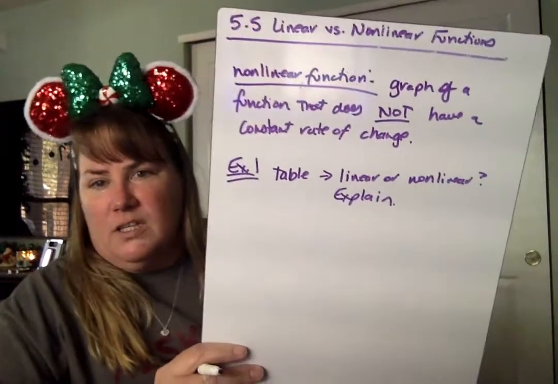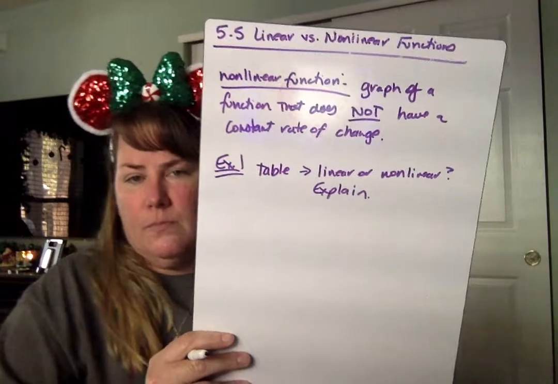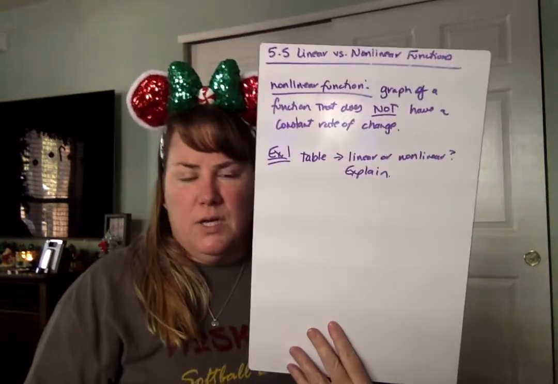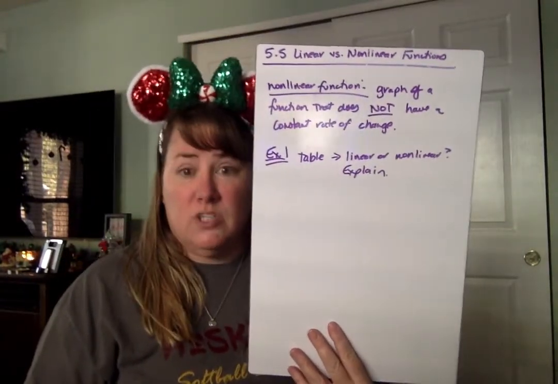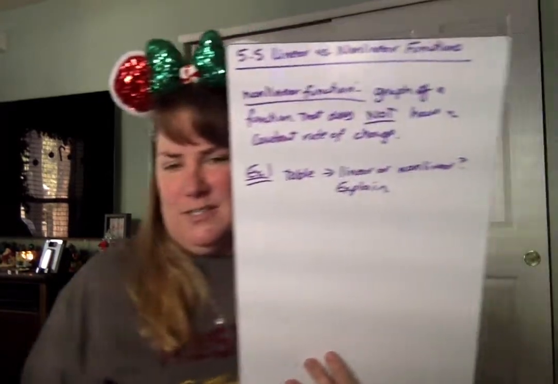Here we go. Example 1. My tongue is tied today, but that's okay. We're going to figure out if the table is linear or nonlinear, and we're going to explain it. The explanations, guys, don't need to be crazy long or super wordy. Just keep it simple. The KISS syndrome: keep it simple, silly. Some people say stupid, but I say silly.